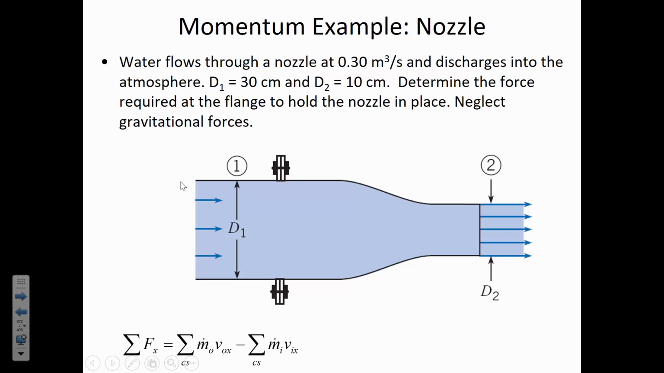It's 0 gauge, so it's the same pressure as the surrounding atmosphere. This is one of those problems where, when we've had nozzles in the past, we've used Bernoulli's equation to tell us, well, if we know the velocity at both locations and we know the pressure at 2, we can calculate the pressure at 1 based on Bernoulli's equation. So there's also a momentum effect happening.